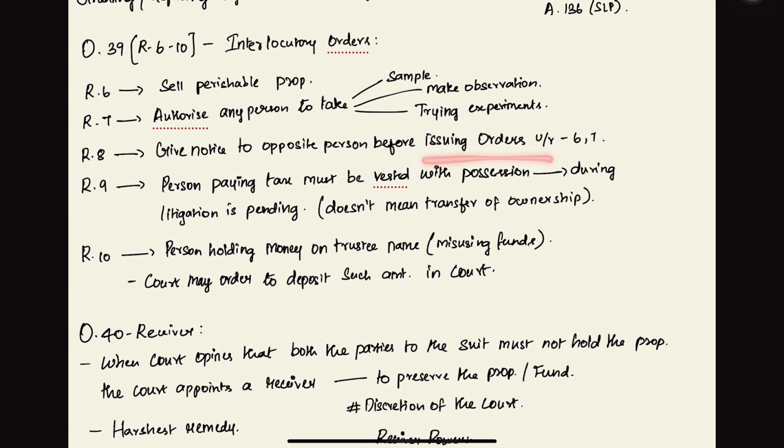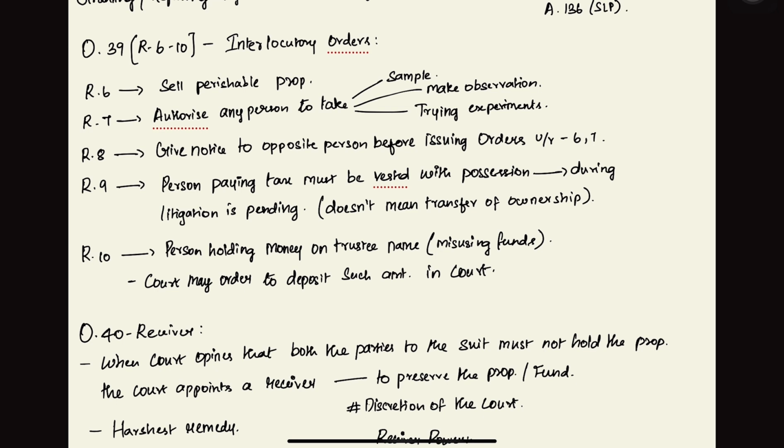So before the court issues such orders, the notice must be given to the opposite person, right? That is provided under Rule 8. And Rule 9 deals with a big provision that is given in the Bar Act, but it simply talks about an order of such nature where the plaintiff is asking for the possession.